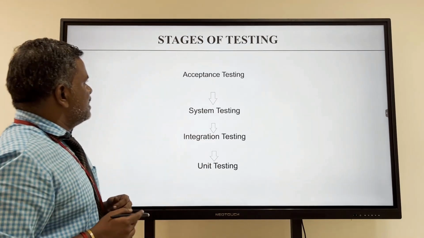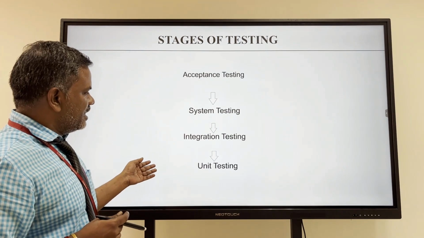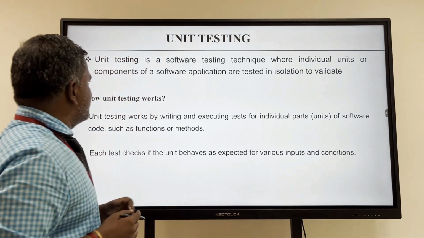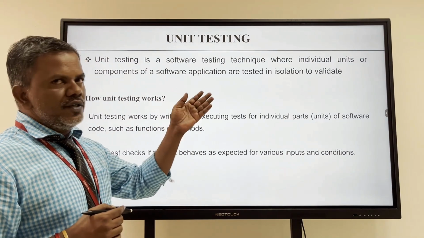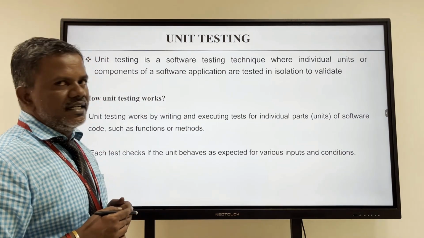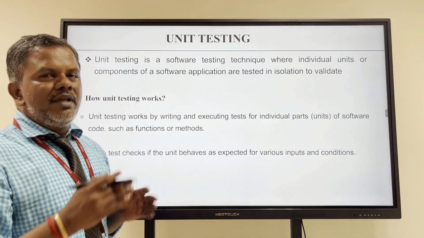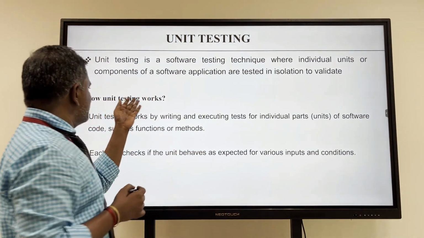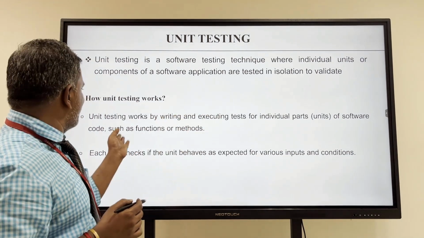Next one, stages of testing: acceptance testing, system testing, integration testing, and unit testing. Unit testing is a software testing technique where individual units or components of a software application are tested in isolation and validated. Every block is tested individually in unit testing. How does it work? Write and execute tests for individual parts of the software code.